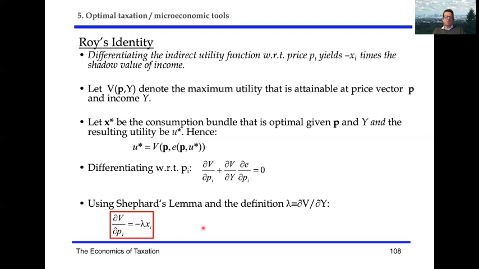This completes the proof. And this also completes our little excursus into the microeconomic toolbox that we need to have in place so that we understand optimal tax theory.